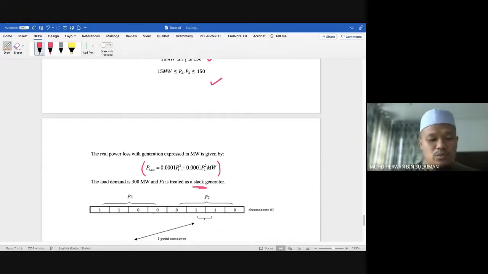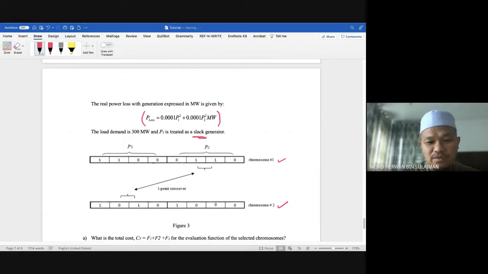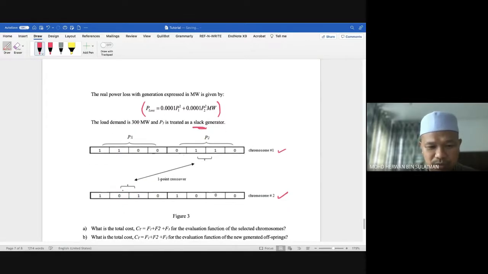This is a part of the solution, not the actual full solution. Our representation here is in binary: 1100 and 0110, this one for P1 and this one for P2. This one is chromosome number 1 and this one is chromosome number 2. Then we have 1 point crossover, meaning these two parts are swapped to get the new offspring.